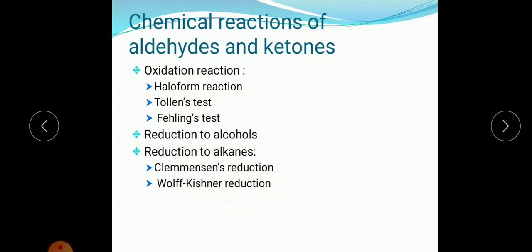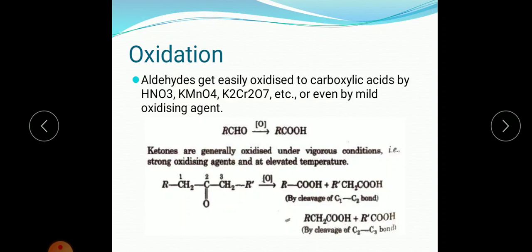Okay. Now first we'll see the oxidation method. What will happen when aldehydes and ketones are oxidized? Aldehydes get easily oxidized to carboxylic acids by HNO3, KMnO4, K2Cr2O7. All these are oxidizing agents, or even by a mild oxidizing agent. So if you have an aldehyde and you carry out oxidation by the oxidizing agent, it will convert into the acid form.